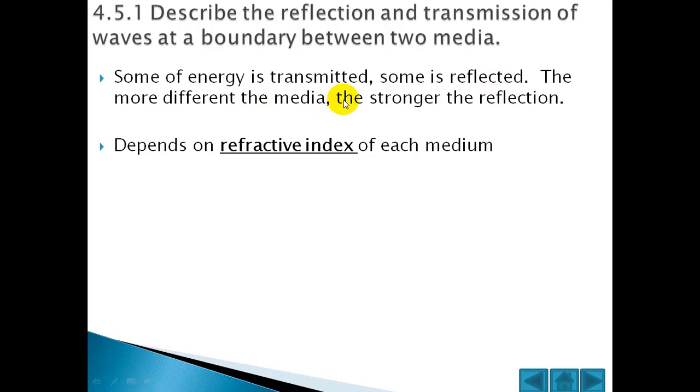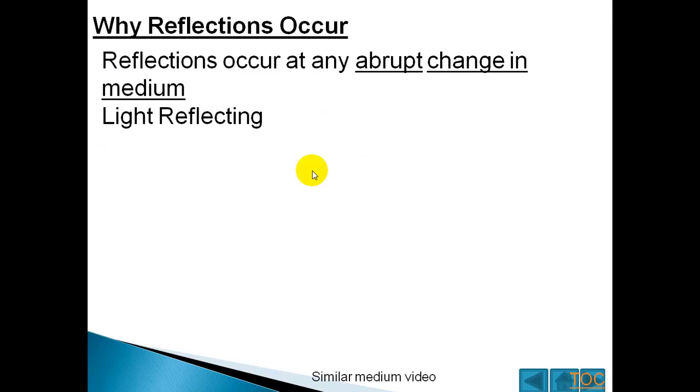The more different the media, or rather there's this characteristic called a refractive index. The greater the difference in the refractive index, the stronger the reflection, the less will be transmitted, the more will be reflected. So we will look at the refractive index of the medium. Here's some examples.